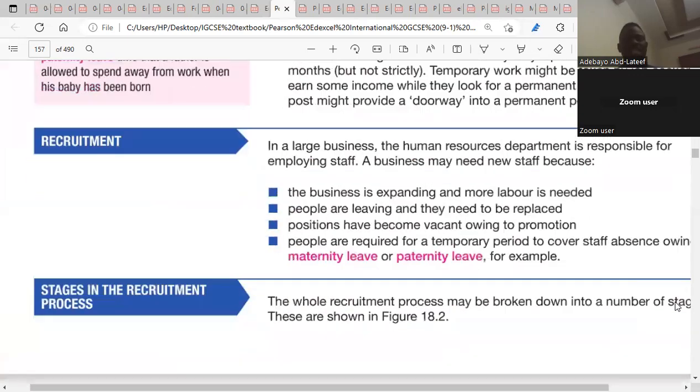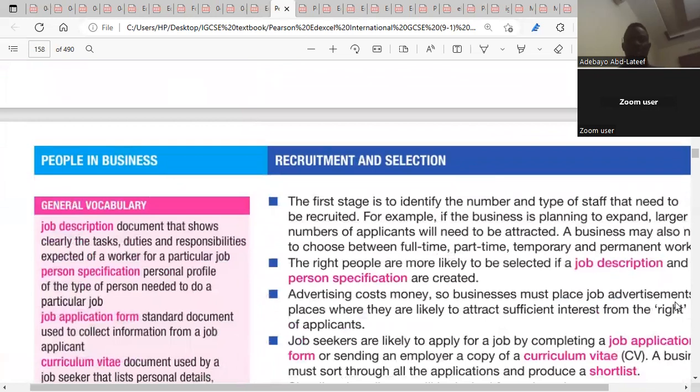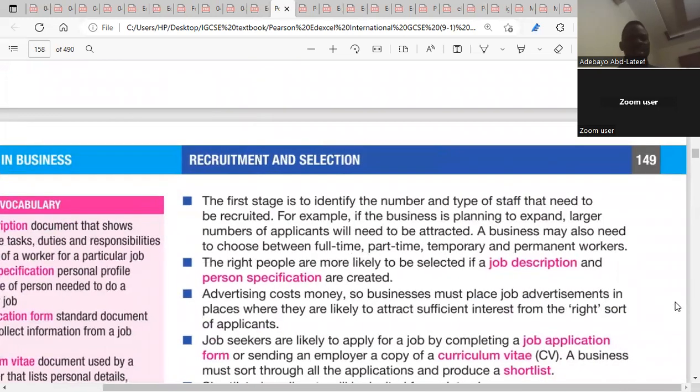No. So we go to stages of the recruitment process. Before an individual is employed, he or she has to go through different stages of employment. And the company, the human resources department, also has to go through different processes before they finally choose the potential employee. Do you get the point here?